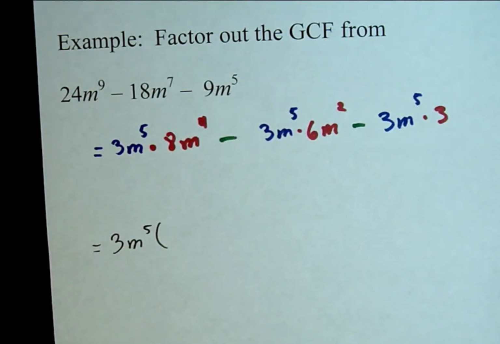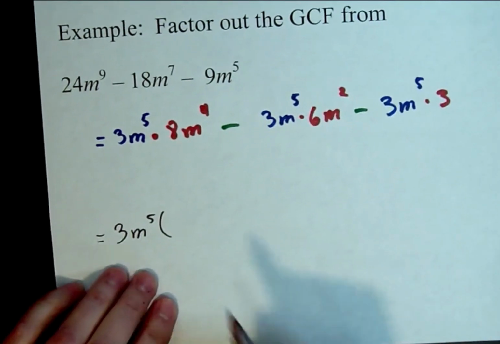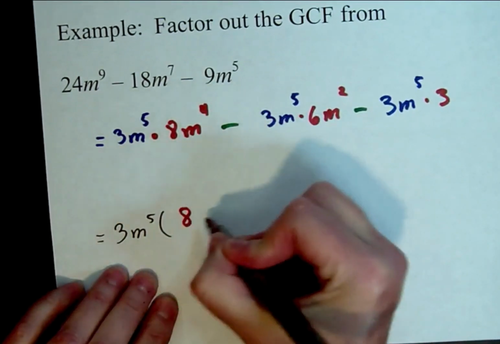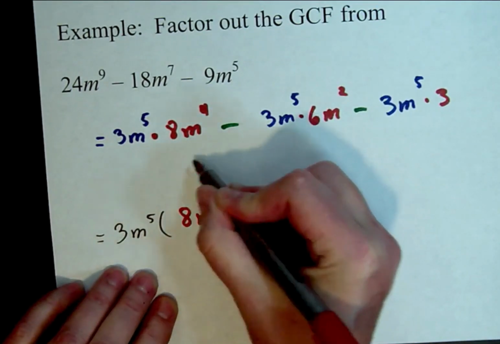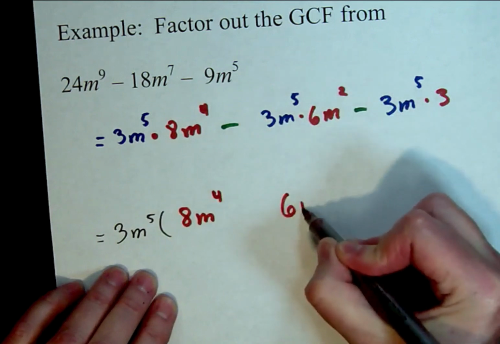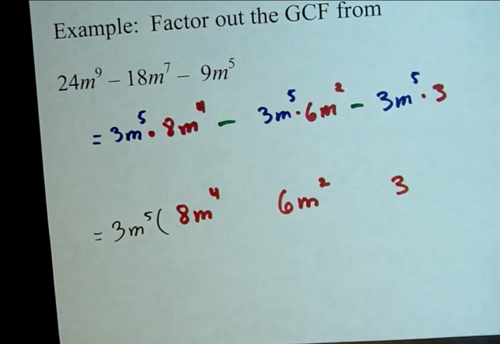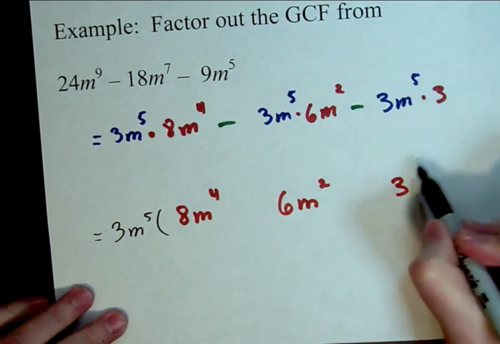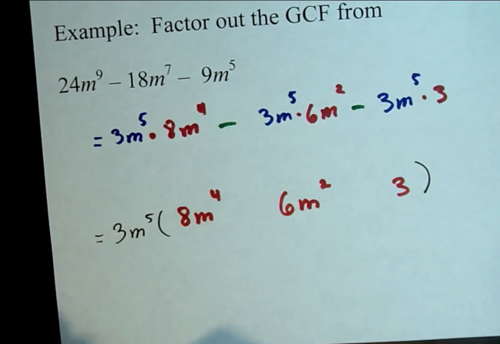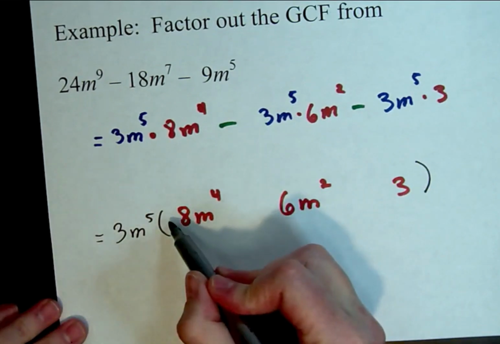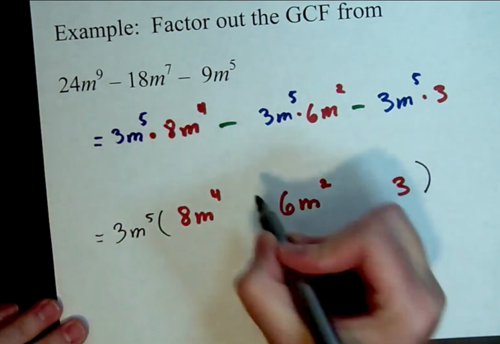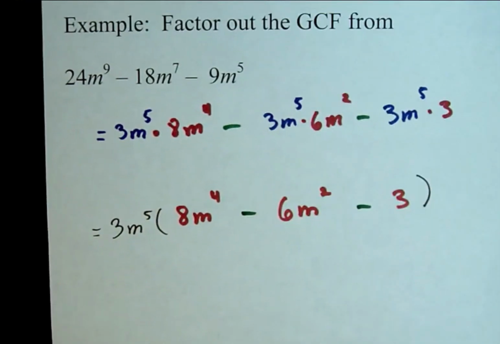And then I'm going to ask myself, well, what was this factor multiplying in each term? Well, it was multiplying 8m to the fourth in the first term. It was multiplying 6m squared in the second term. It was multiplying 3 in the last term. And then I have to use the appropriate pluses and minuses for each term. There's an invisible plus there that mimics the invisible plus there, and I've got minuses there and there.